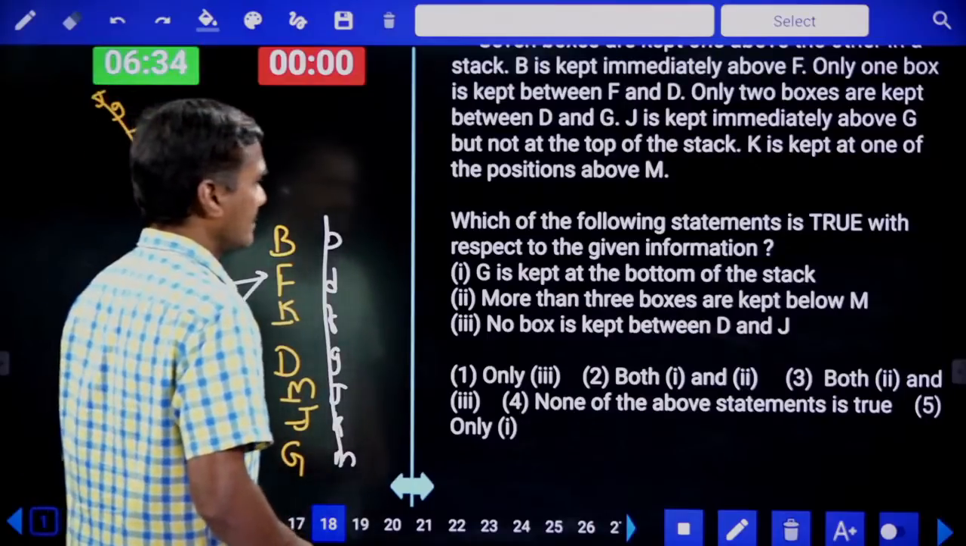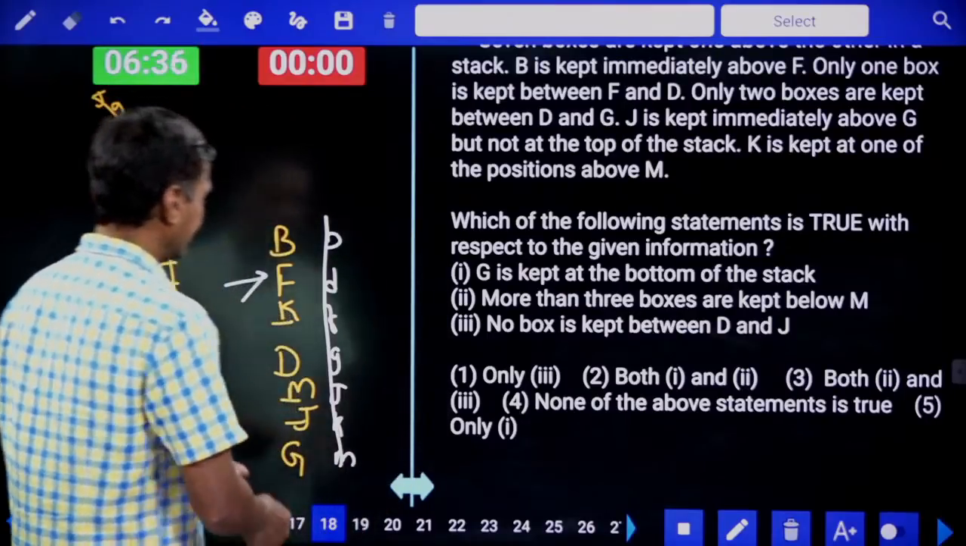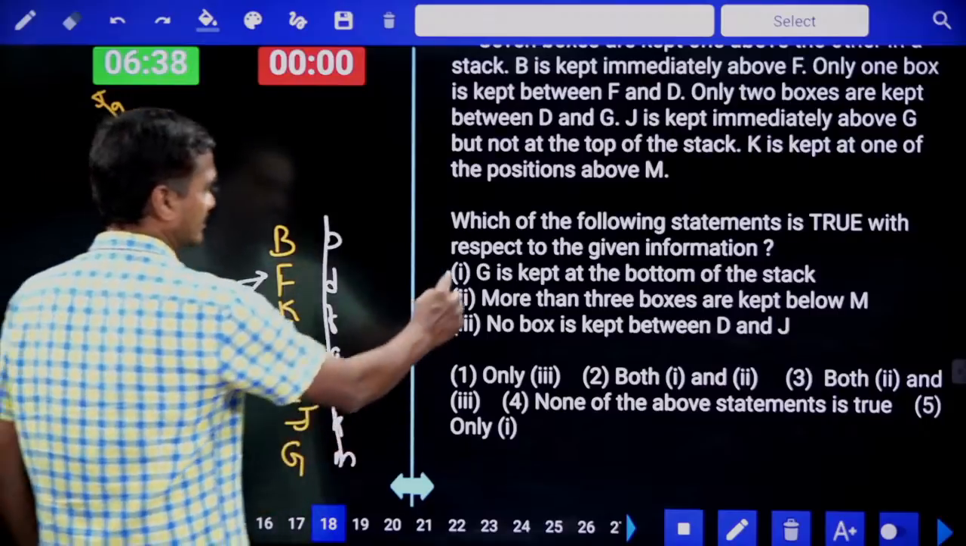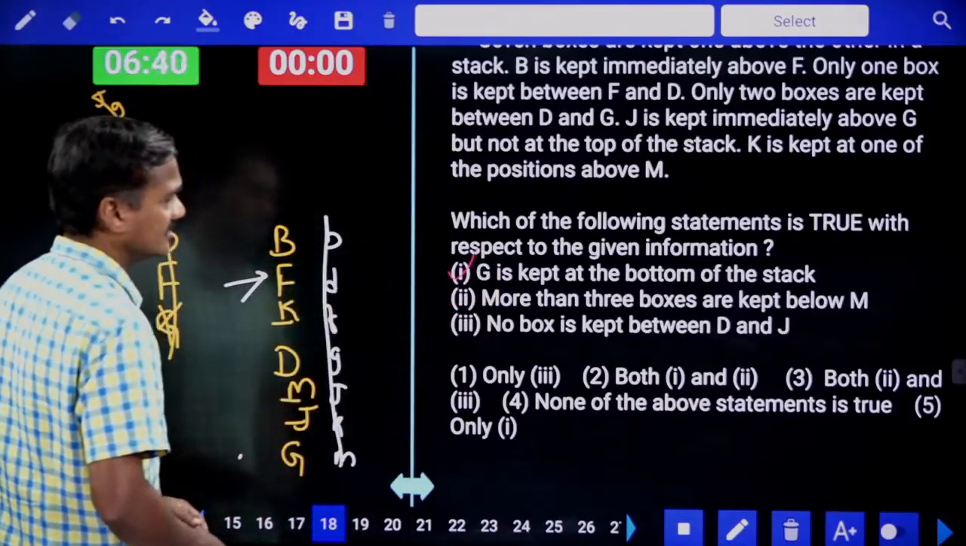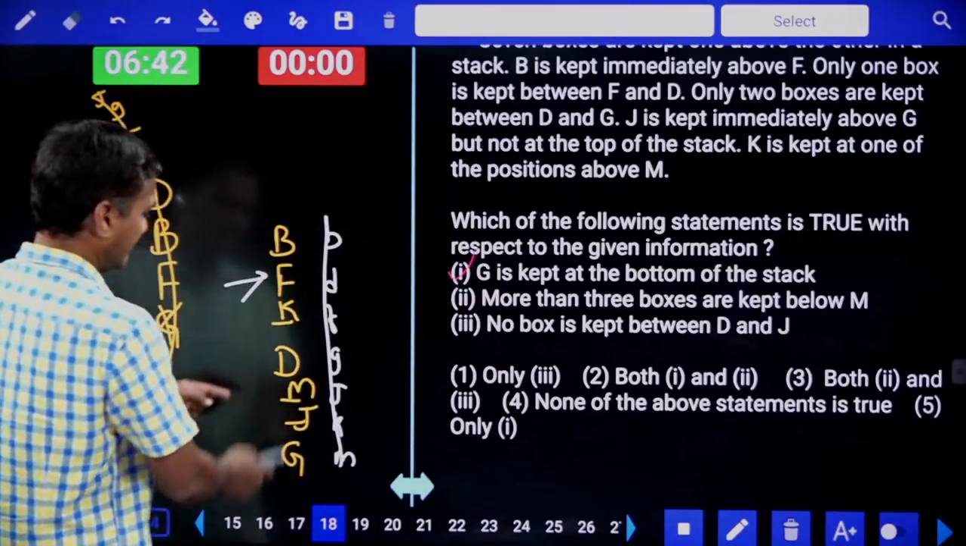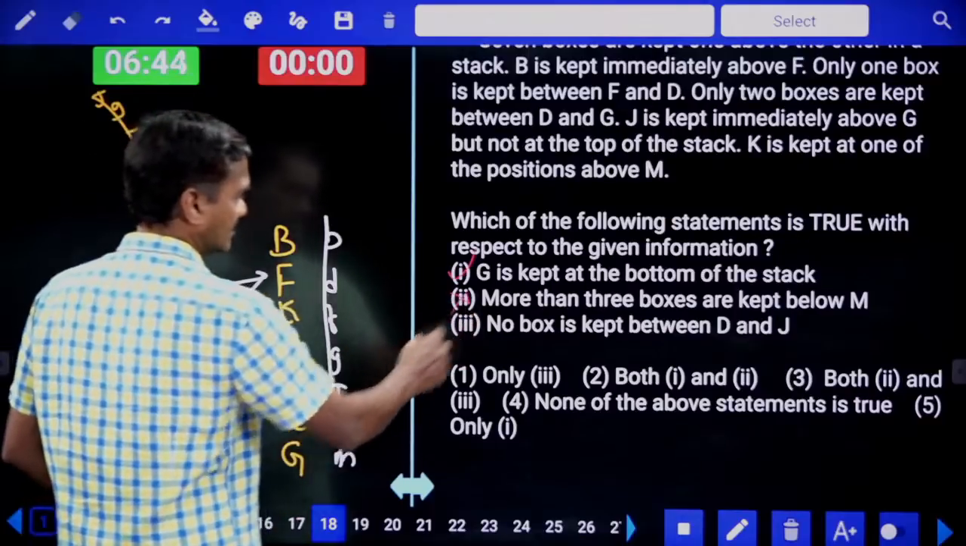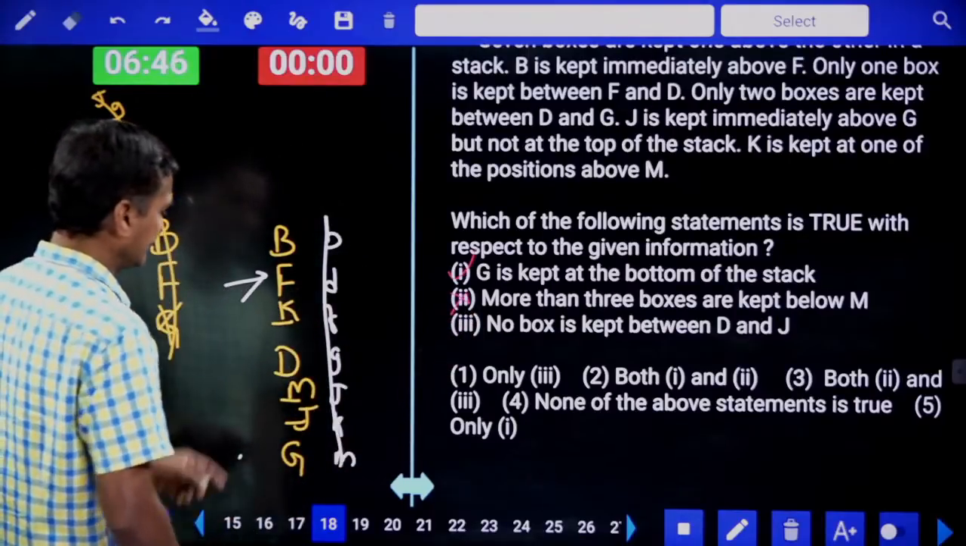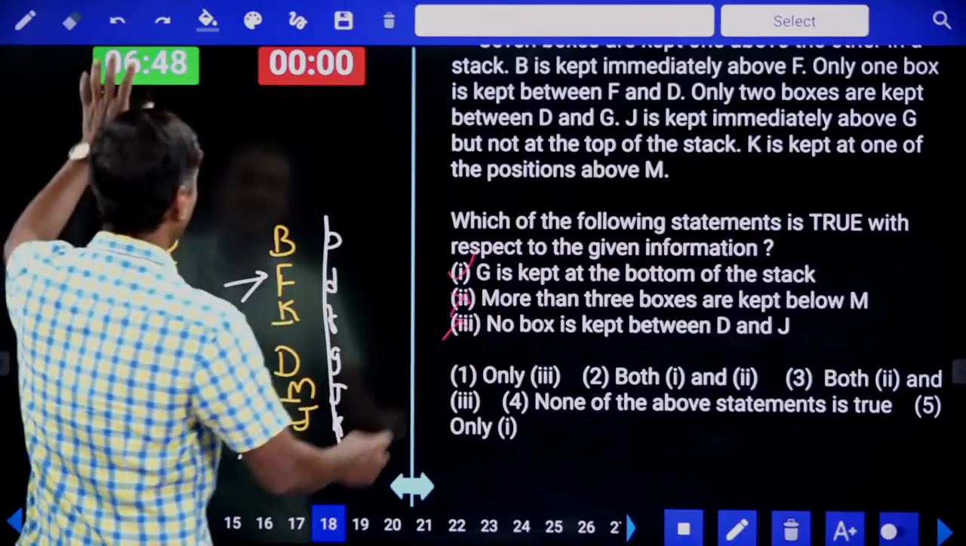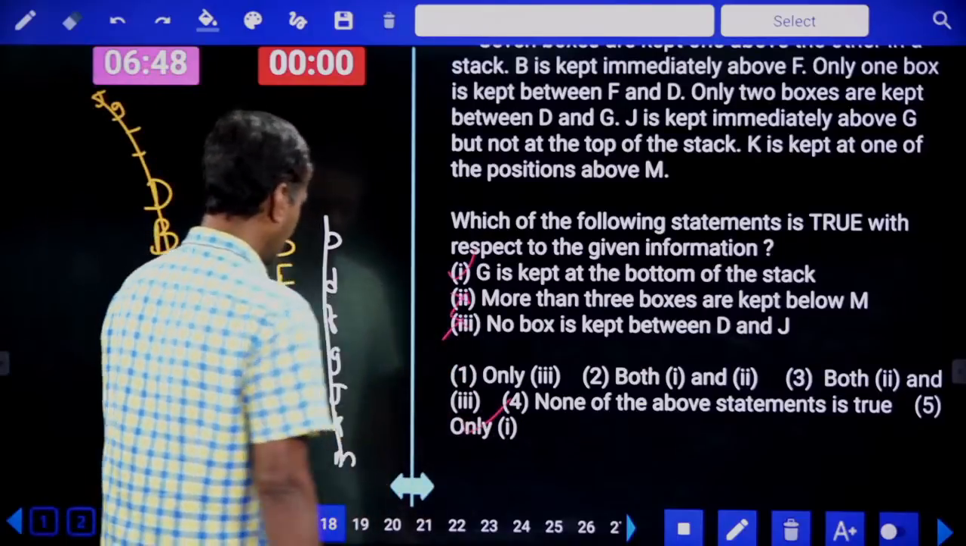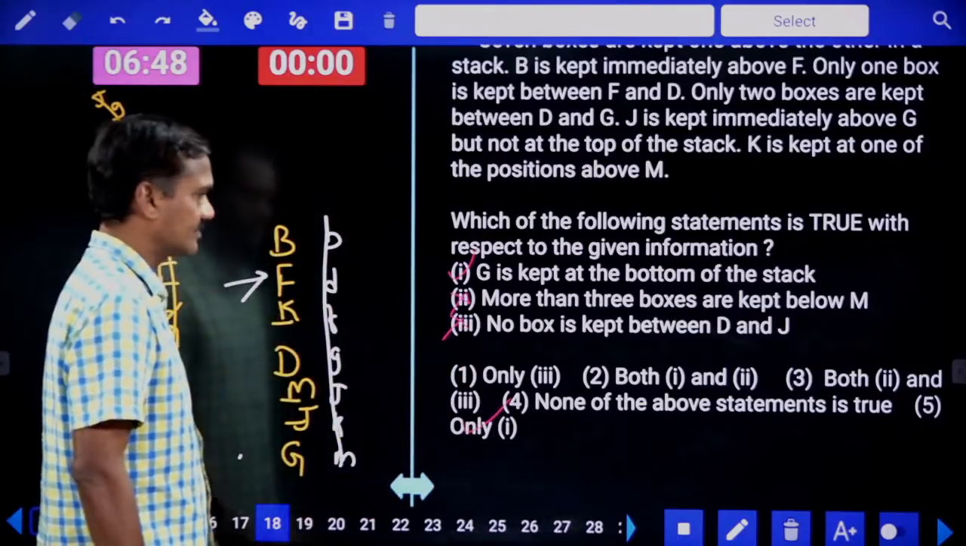G is kept at the bottom of the stack, that is definitely true. First one is definitely true. Next one, more than 3 boxes below M. Below M, more than 3 boxes, that is false. And no box is kept between D and J. There is one box, and so only one, that is choice 5. Question number 18, it is choice 5.